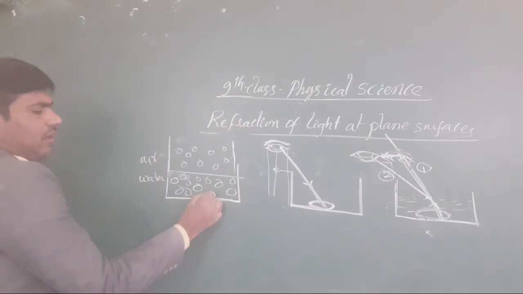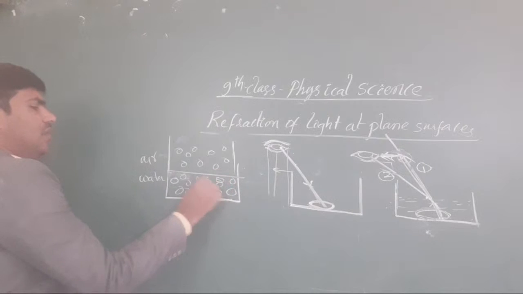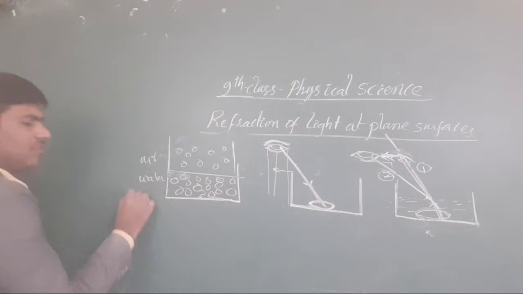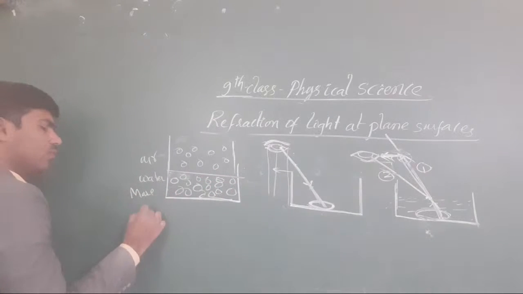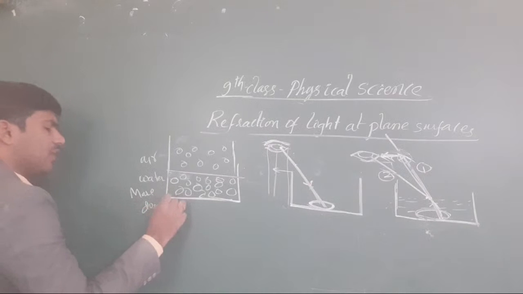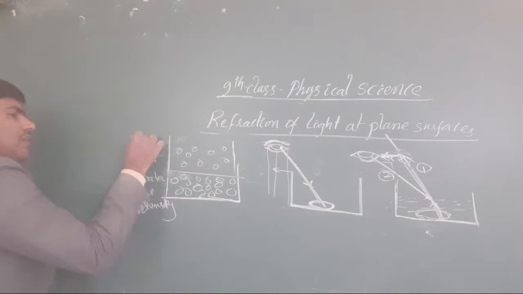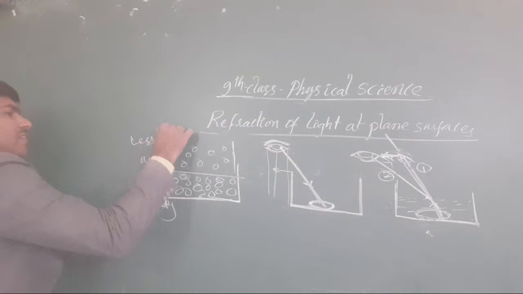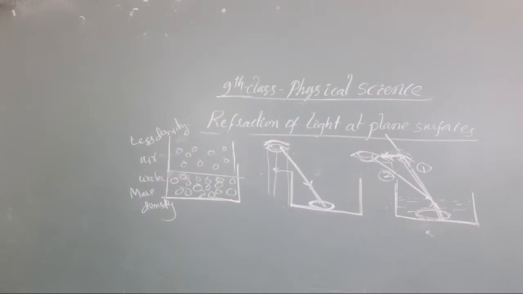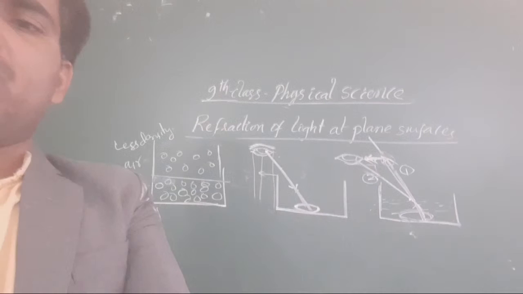In this particular place, it is water, which has more density. The air has less density. Clear or not, all the students? It contains less density here, and here it contains more density.